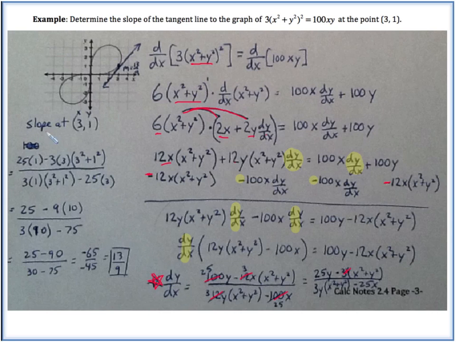Next, we found the slope here at 3, 1. So the point was up here. And all I did was substitute in for x and for y. So you plug in your x values and your y values. And then you just keep simplifying down. And I ended up with 13/9 as my slope. And if we look at that line, it does look like it's about 13/9. Okay, so it's positive, a little steeper than 1, but not quite 2. And that's how you do this problem.